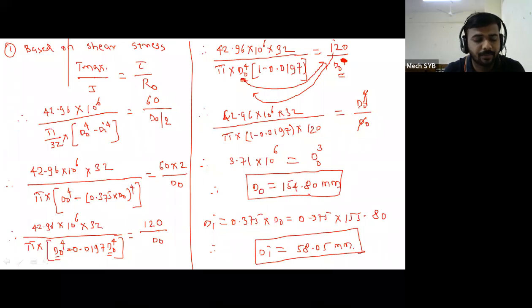From the shear stress concept, the previous three problems fall under this only. 58.05 or 58.06. This is the internal diameter and the external diameter by using the shear stress.